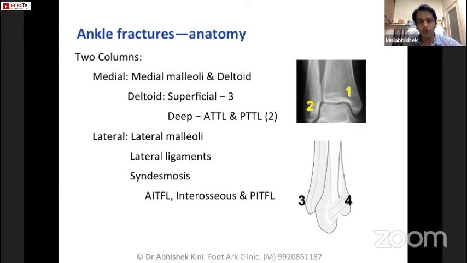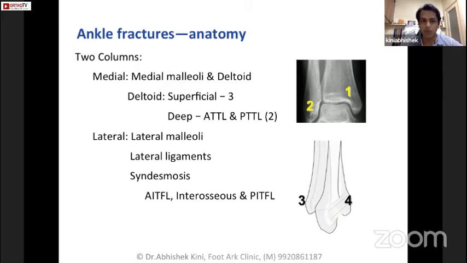The superficial component prevents eversion stresses, and the deep component is more important and tethers the talus and prevents it from subluxing in the ankle joint. The posterior talotibial ligament is the most important and the sturdiest ligament, which is what decides the medial stability. Coming laterally, there is the lateral malleolus and the lateral ligaments, the ATFL and CFL, and the syndesmosis, which is the AITFL, the anterior inferior tibiofibular ligament, and the posterior inferior tibiofibular ligament.